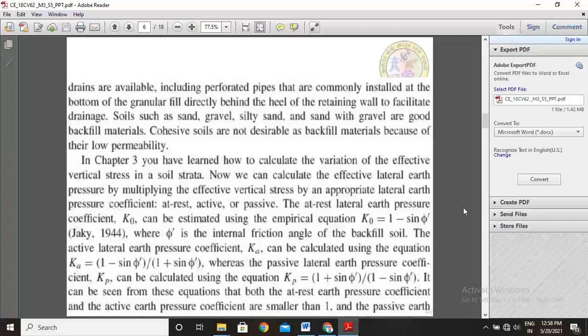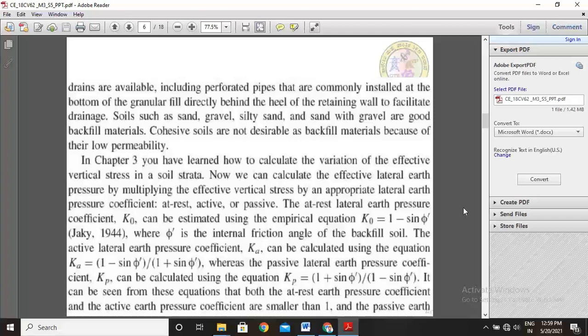Whereas the passive lateral earth pressure coefficient Kp can be calculated using the equation Kp equals (1 plus sin phi) divided by (1 minus sin phi). You remember these equations. Okay, the coefficient of passive earth pressure Kp can be calculated using the equation Kp equals (1 plus sin phi) by (1 minus sin phi).